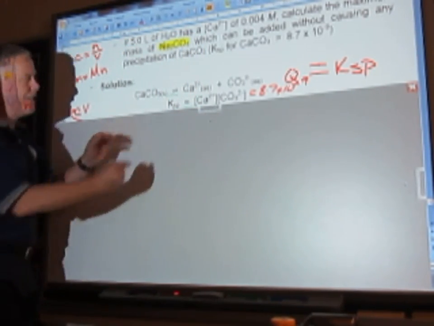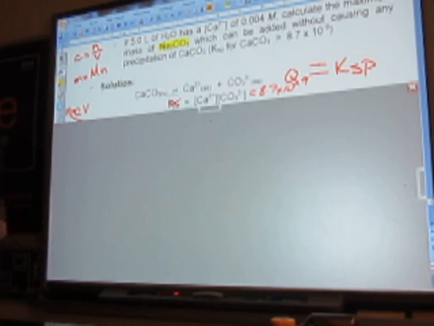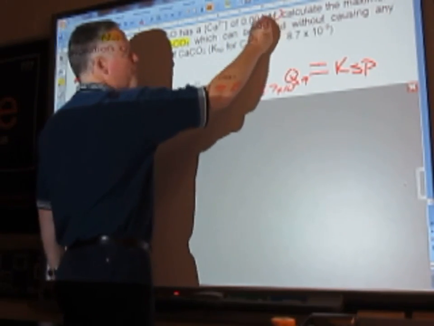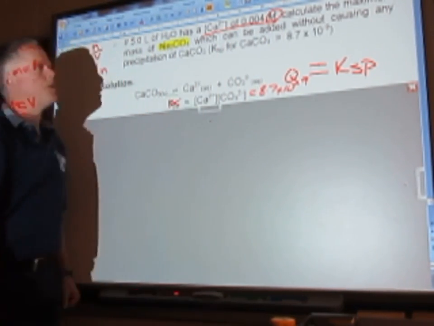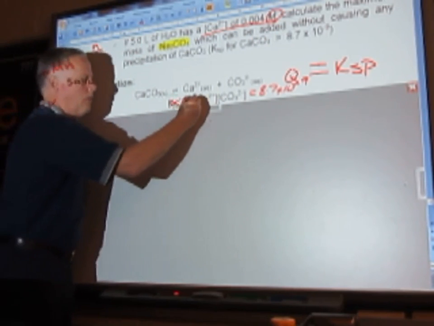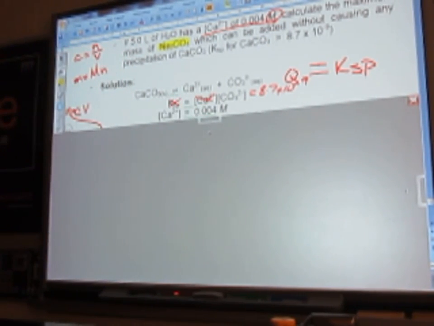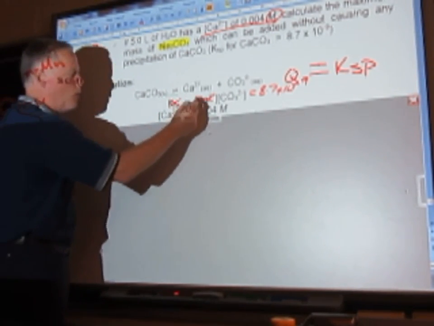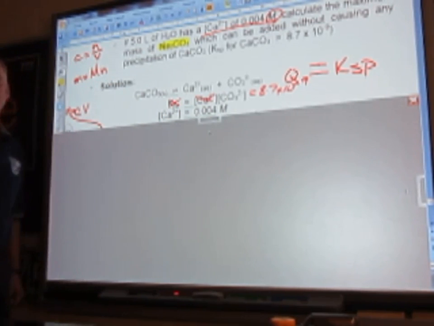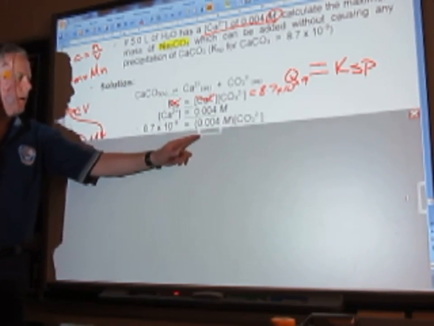Okay, so I've got this part of my equation done. Do I know anything else with my equation? Yeah, it's moles per liter, so I know that's the calcium concentration. I know that much because I know my calcium concentration. So look at the equation. I know A, I know B, and I can figure out C. Simple algebra. So we calculate the carbonate concentration.